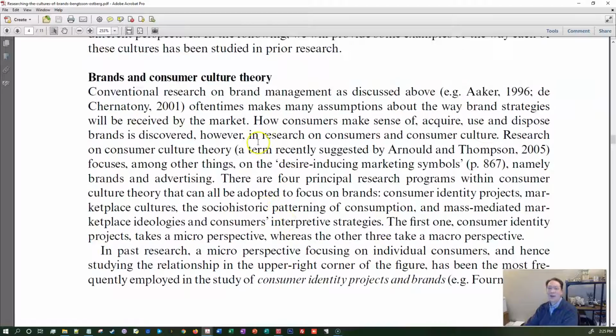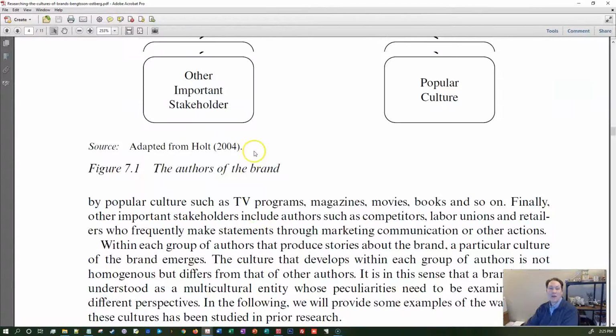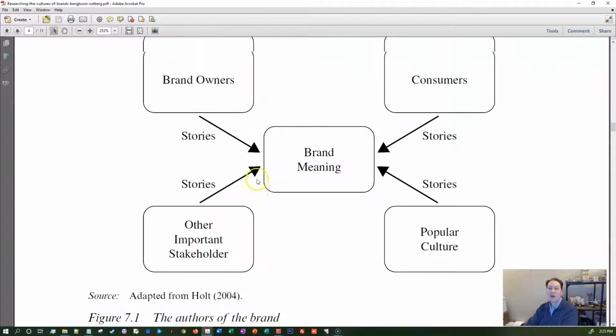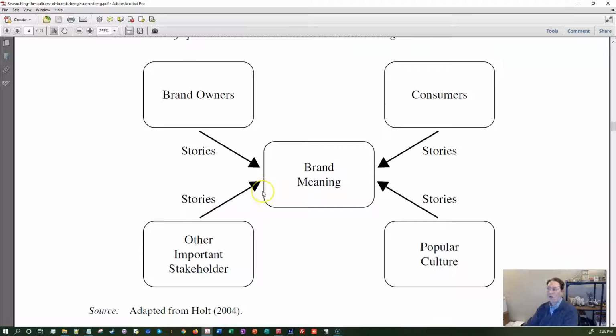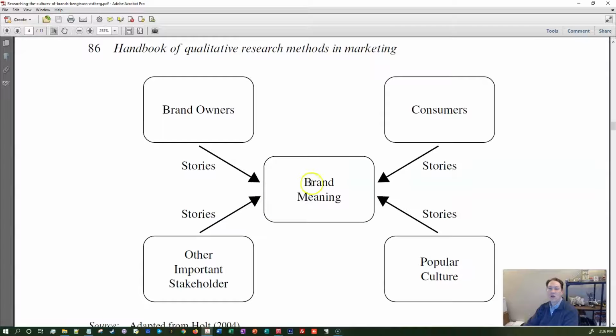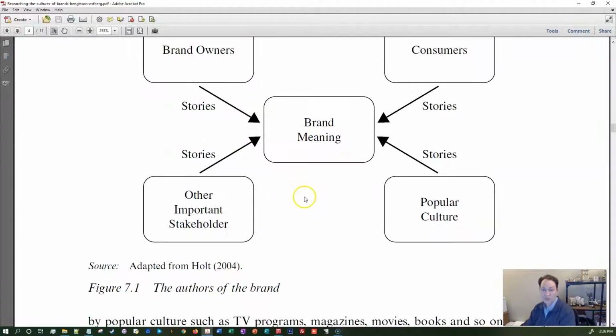And one of the things that they talk a lot about in this article is the difference between looking at brands from a management point of view and then looking at brands from a culture point of view. And this chart right here is important for kind of thinking about that framework, because it talks about all of the different influences that occur on what a brand ultimately means. And all of these different audiences are telling stories that are ultimately going to impact the brand.